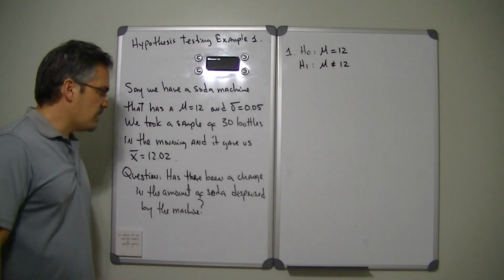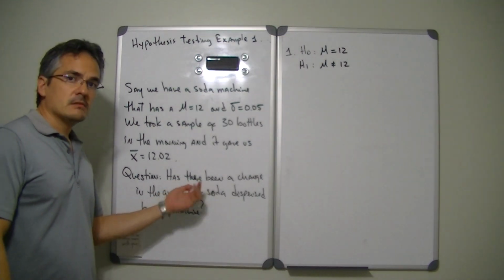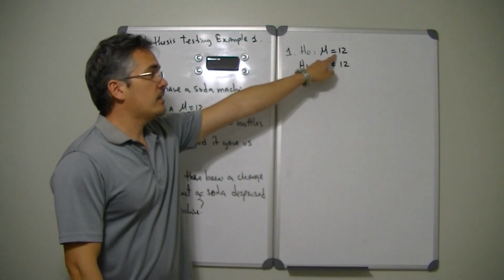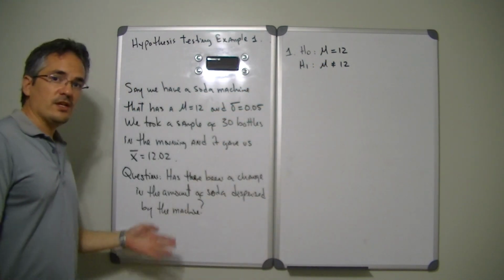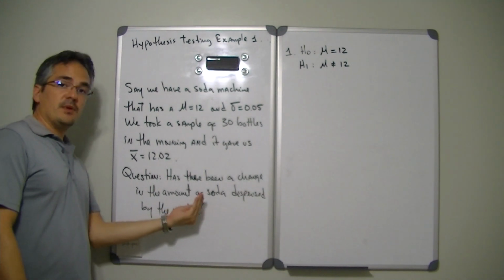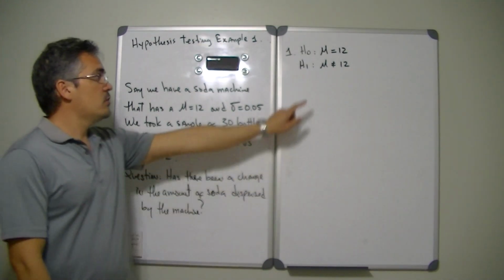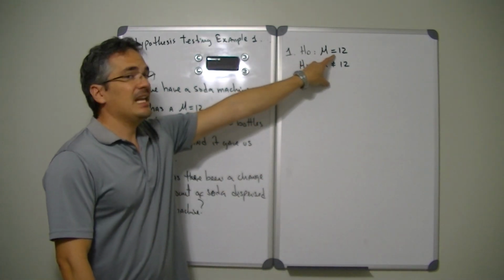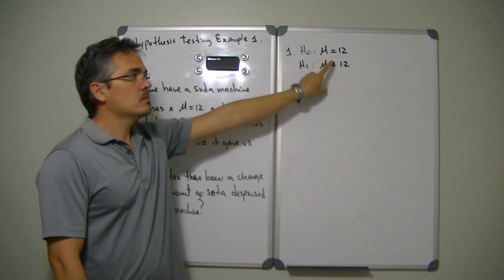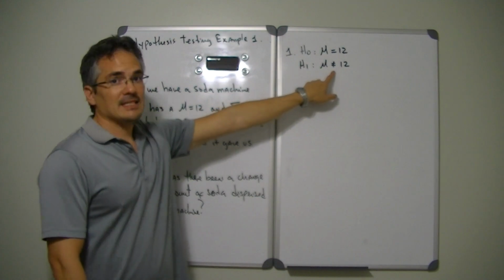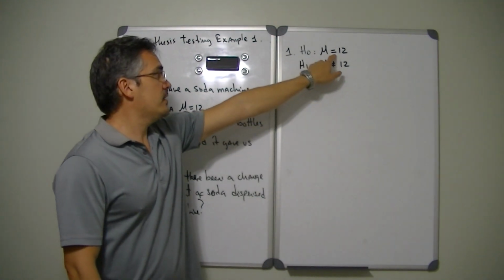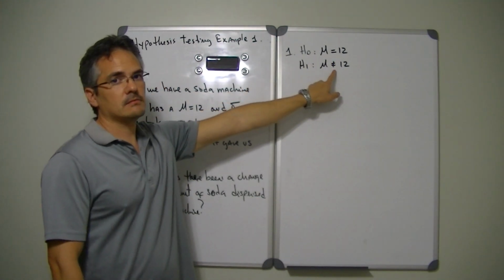Now, if the question would have been, has there been an increase, then we would have set up that as greater than or equal to, and this one less than. If the question says, has there been a decrease, then we're going to set up this as less than or equal to, and that one as greater than. Sorry, this one as less than or equal to, and that one as greater than.